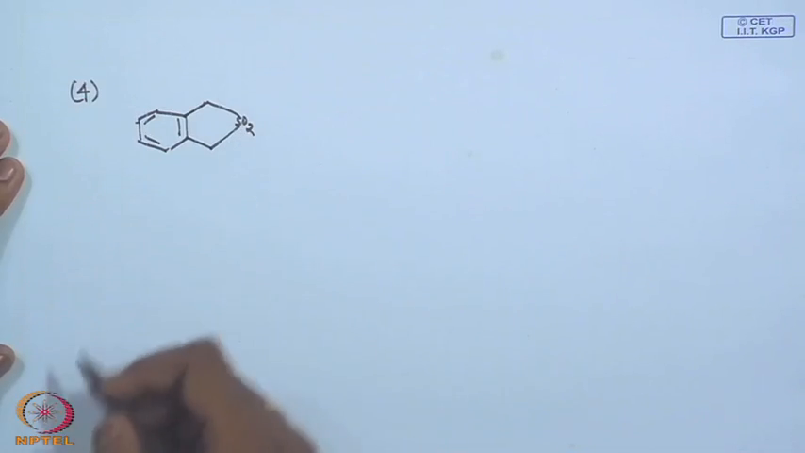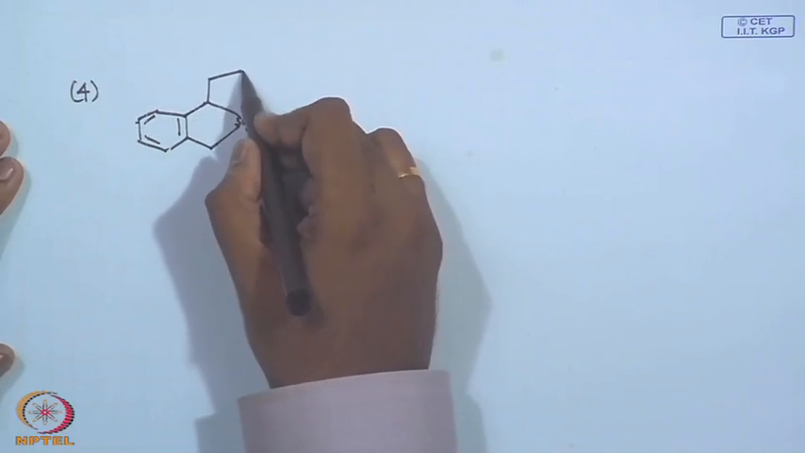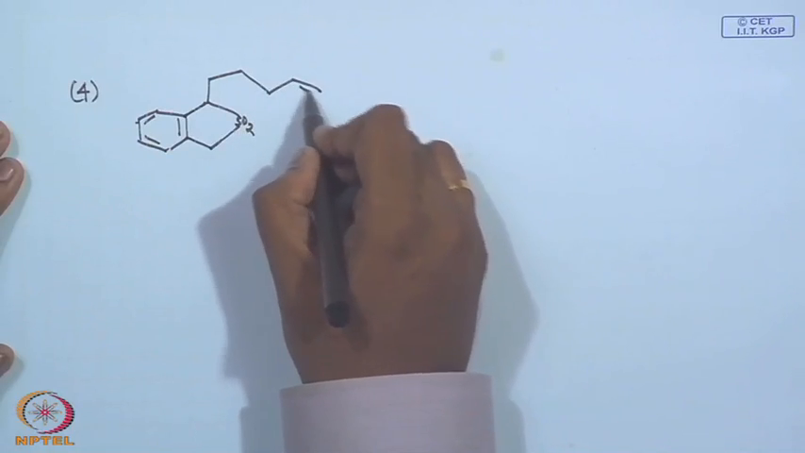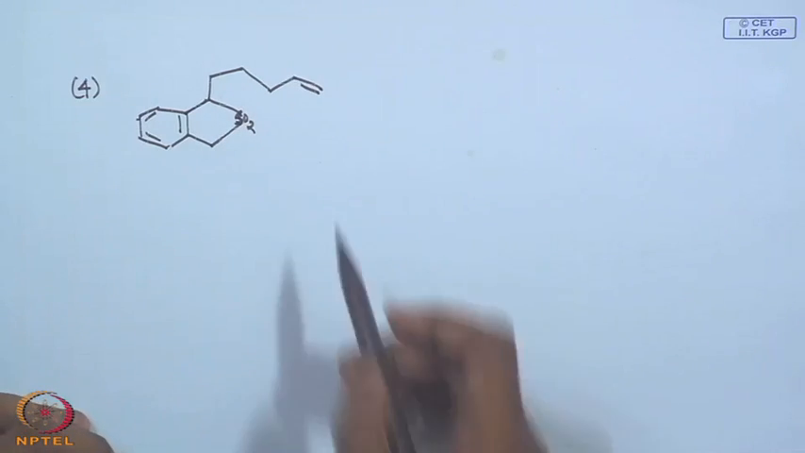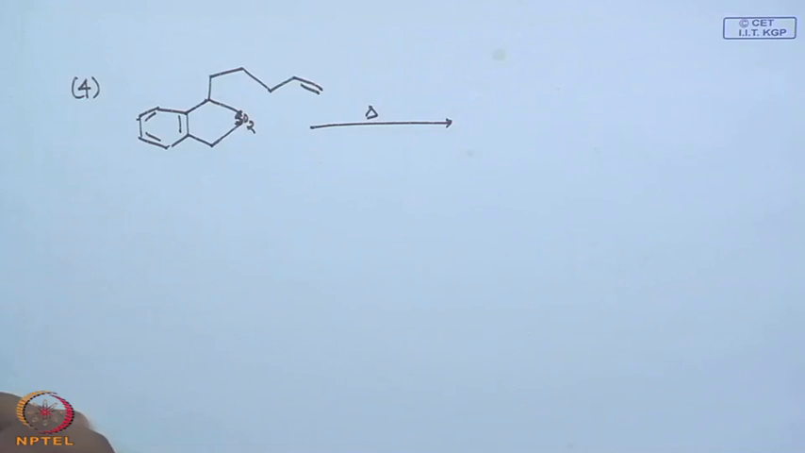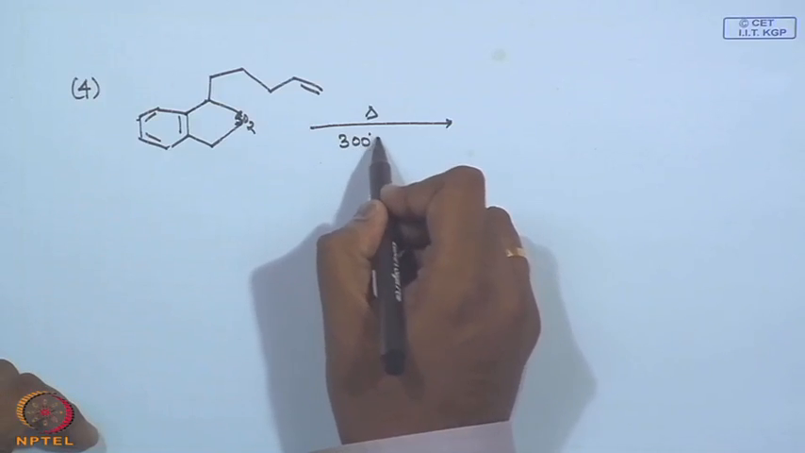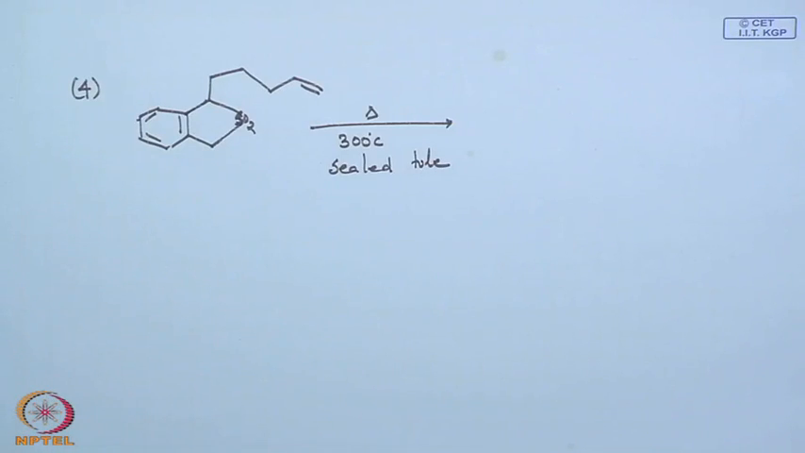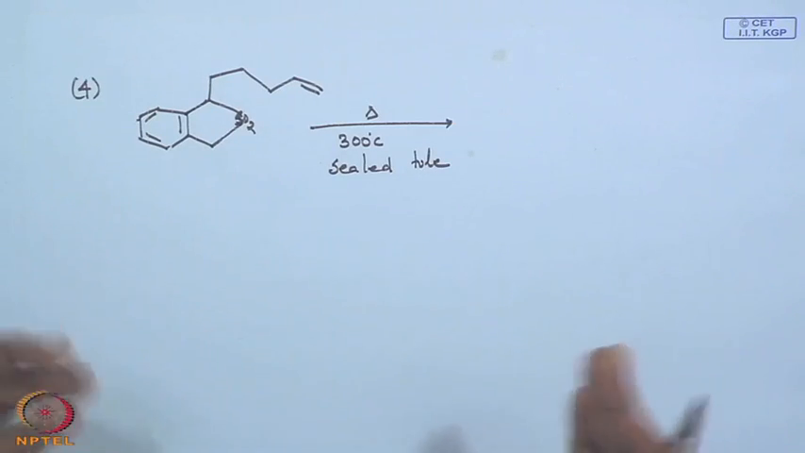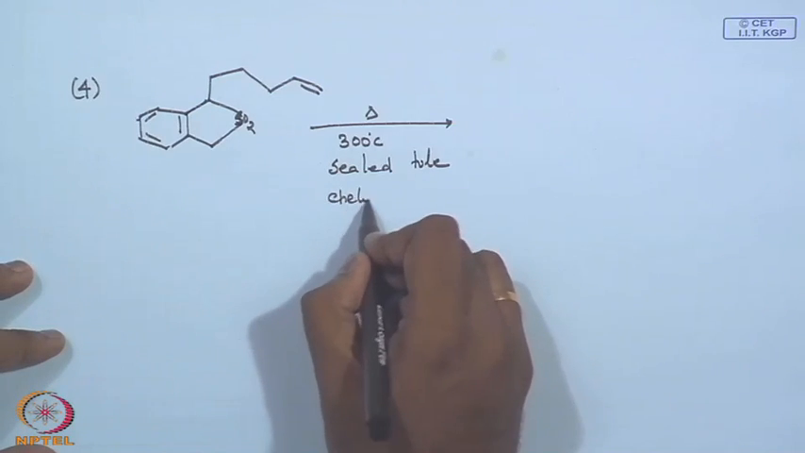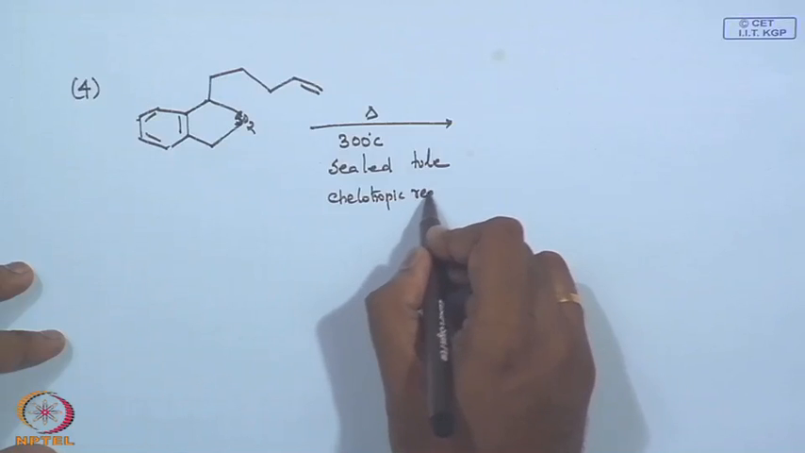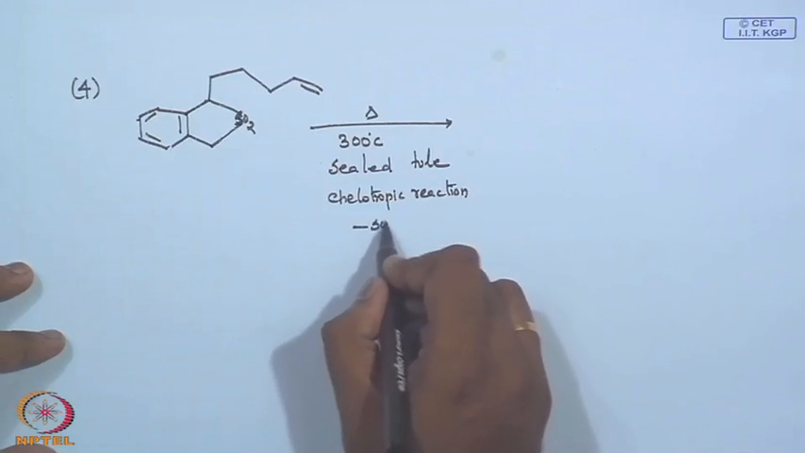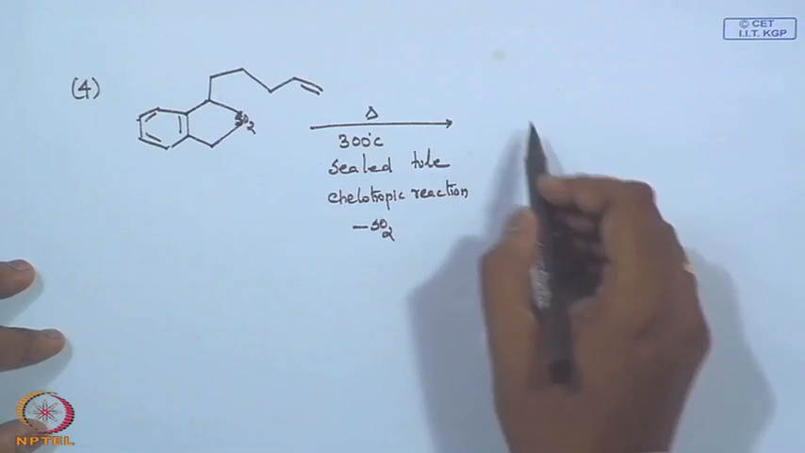I have a sulfur dioxide. Take this system now. This is sulfur dioxide. Now I say just heat this. What will happen? Normally they take this in a sealed tube and heat it to 300 degrees Celsius. You get your sulfur dioxide extrusion, which is your chelotropic reaction, with your sulfur dioxide eliminating out.